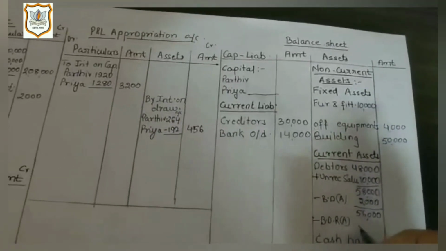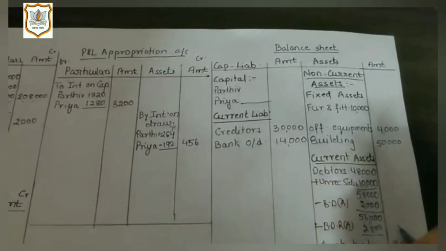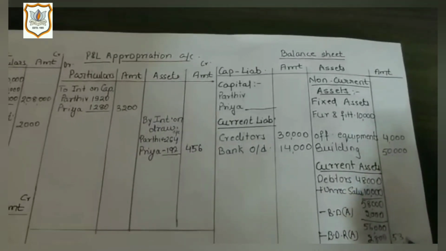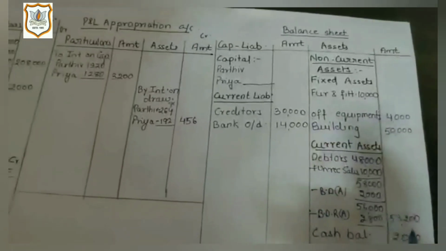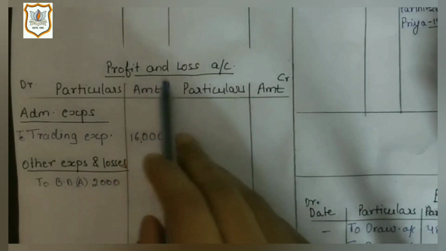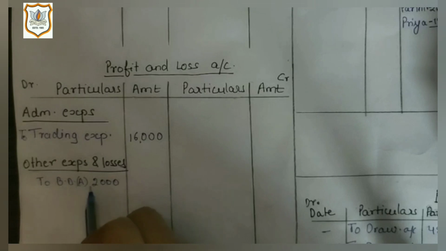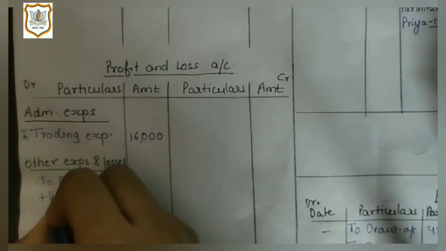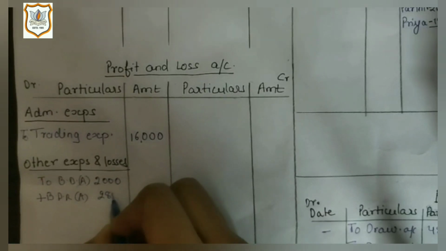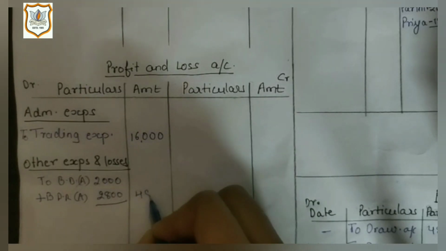Bad debt reserve as per adjustment 2,800. So in outer column we will get 53,200. This is final amount of debtors. And second effect will be in profit and loss account. On debit side, we will add it to bad debts as per adjustment plus BDR as per adjustment 2,800. By adding these, we will get 4,800.